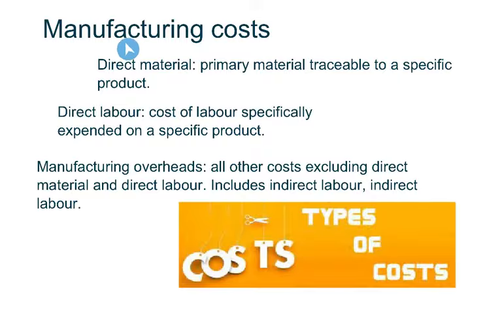Okay, so direct material, if we go back to the pancake, it will be my ingredients. A direct labor, if we go back to the pancakes, it's the person that bakes the pancake, because that is directly linked to the pancakes. Manufacturing overheads then, all the costs excluding the direct material and direct labor. So that is then your indirect labor and your indirect material.